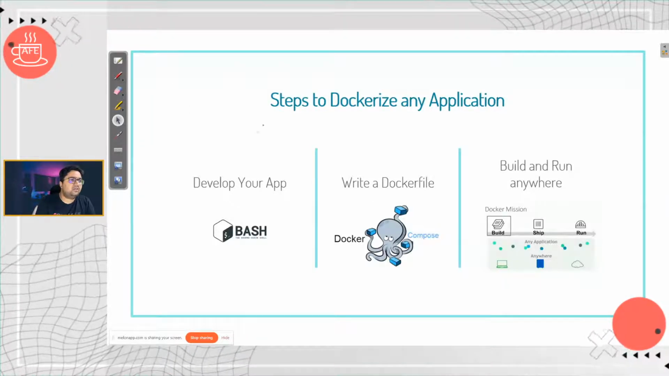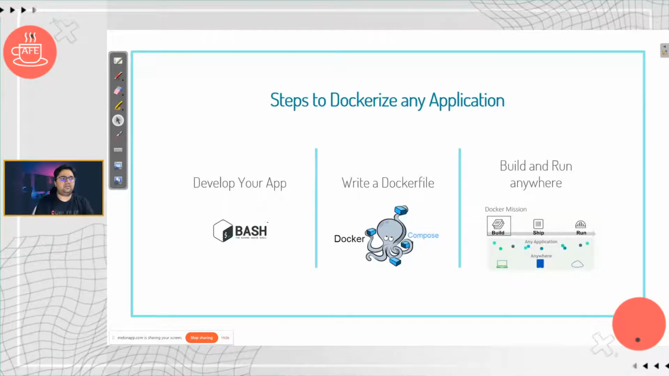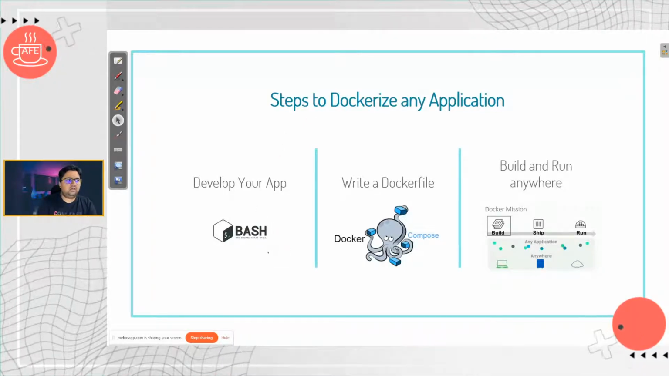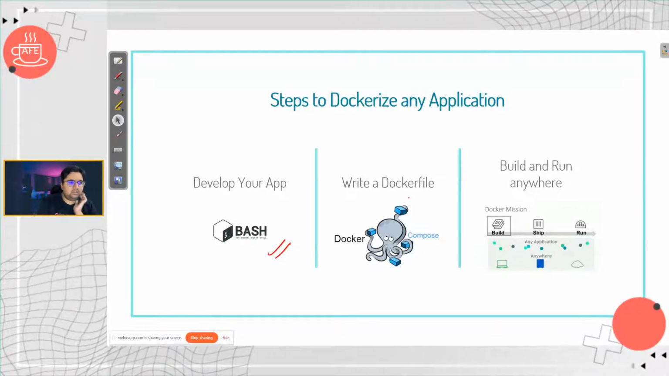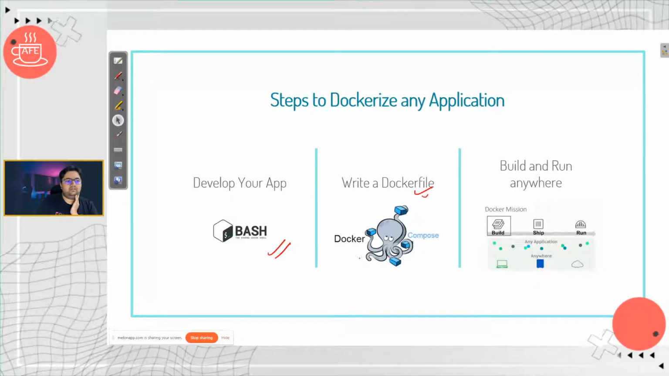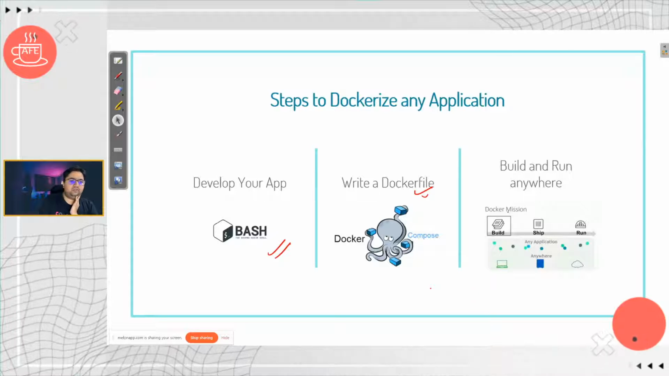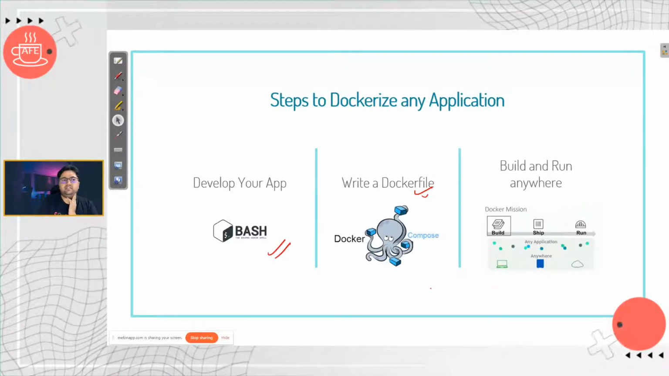Okay, so how do you Dockerize an application, right? Very simple. You develop your app, whatever technology, doesn't really matter. You write a Dockerfile, and this is Docker Compose Octopus. We'll talk about Compose, and you build and run it anywhere.